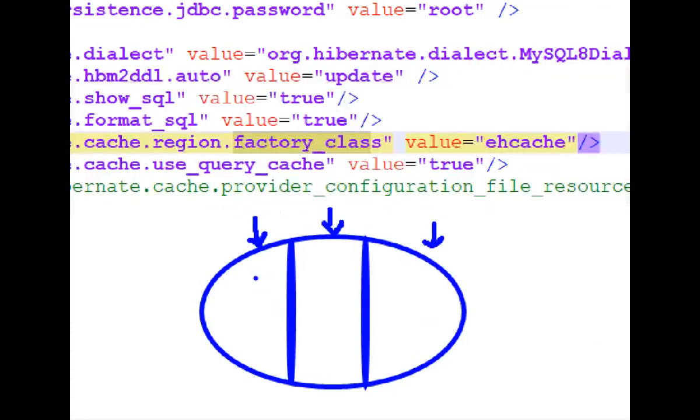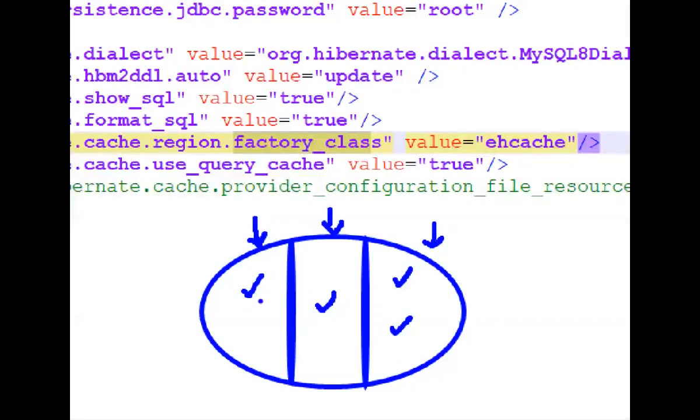We can give a name to each region. In this region, I want to store only employee objects. In this region, I want to store only customer objects. In this region, I want to store product objects, and in another, some other objects like department objects. This cache can be divided into multiple regions.